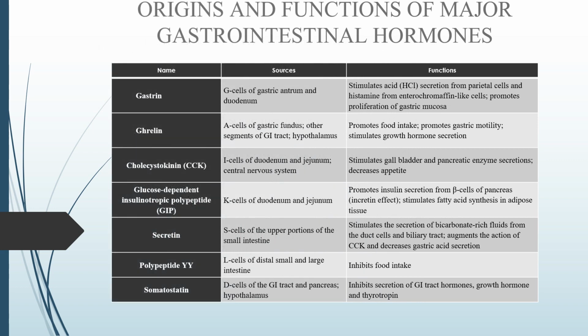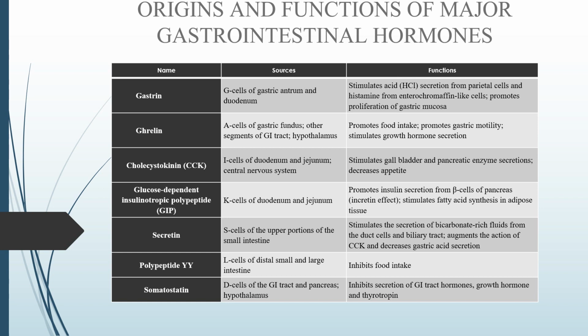Origins and function of major gastrointestinal hormones. Gastrin. The source of gastrin is G cells of the gastric antrum and duodenum. The function of gastrin is to stimulate acid secretion from parietal cells and histamine from the enterochromaffin-like cells, and to promote proliferation of gastric mucosa. Next hormone is ghrelin. The function of ghrelin is to promote food intake, promote gastric motility, and stimulate growth hormone secretion.